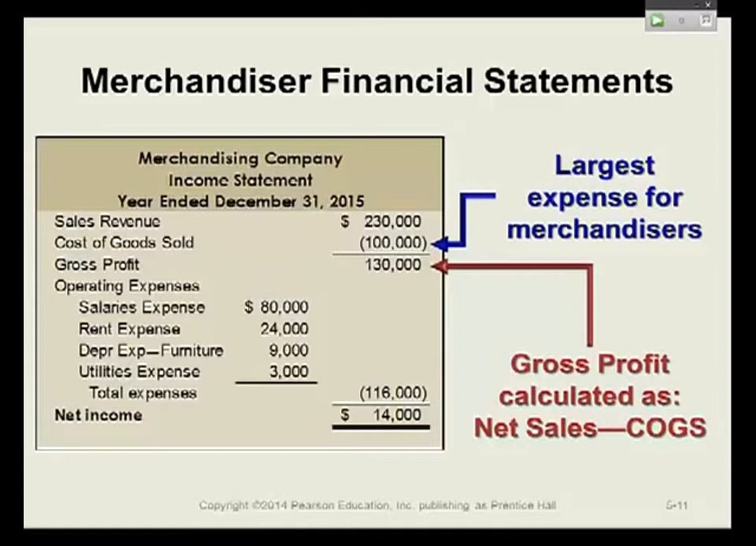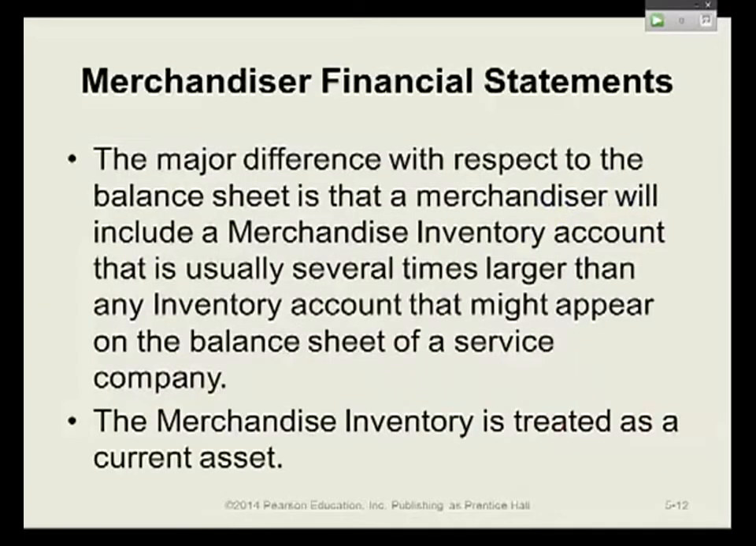Now, that just happens to be the income statement. There are balance sheet differences as well. The key difference on the balance sheet is that one of the more significant items in the current asset section is going to be merchandise inventory.